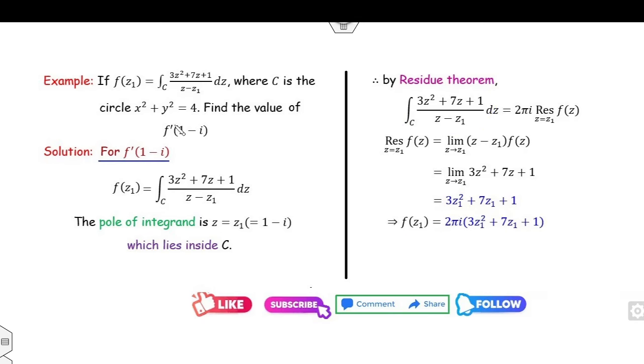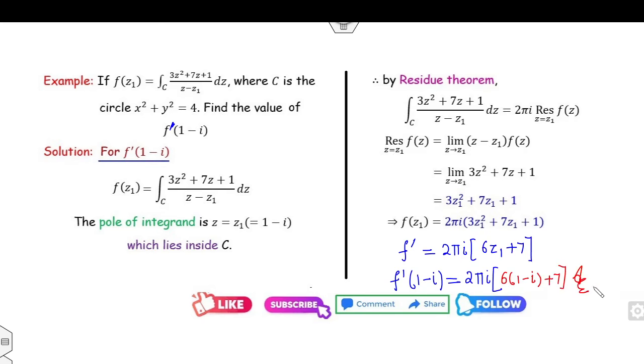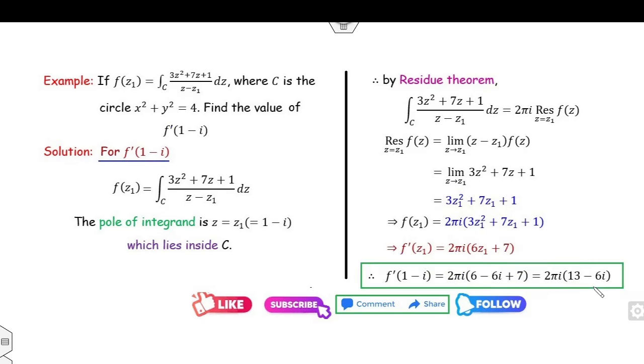Fine. Now your target is to find the first derivative. Firstly, find the first derivative. It's 2 pi iota times 6 z1 plus 7. Now substitute the value of z1, which is 1 minus iota. So it's 2 pi iota times (1 minus iota) plus 7, which is the required answer of the problem.